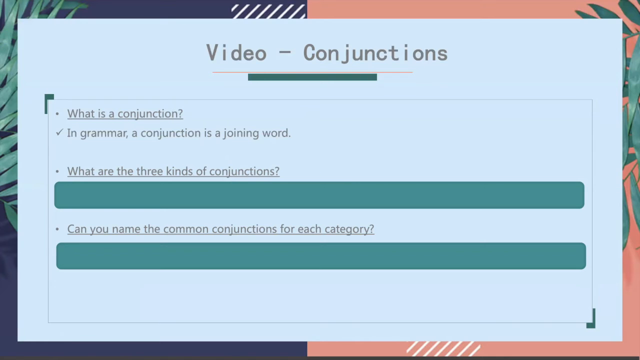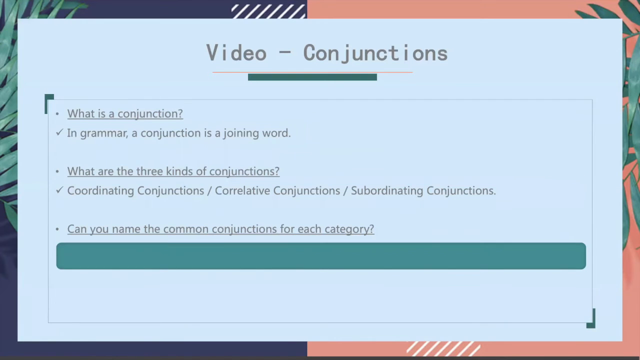Question number 2. What are the 3 kinds of conjunctions? There are coordinating conjunctions, correlative conjunctions, and subordinating conjunctions. Question number 3. Can you name the common conjunctions for each category? You might remember some of the examples for the conjunctions in each category, but if you cannot, it's okay. We will watch the video for the second time. This time I will play it slower so that you can take down the notes for the common conjunctions for each category.